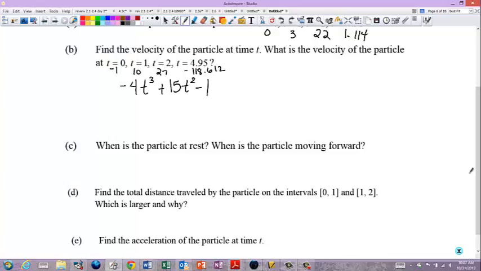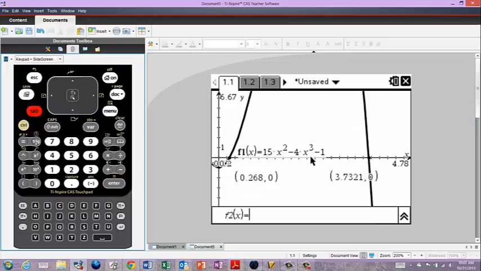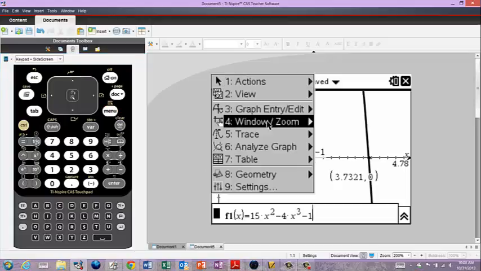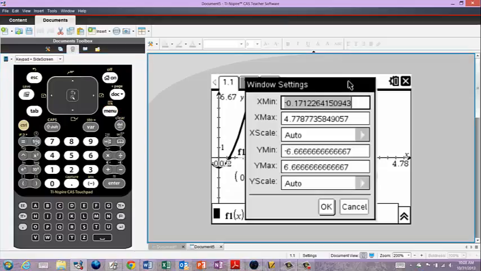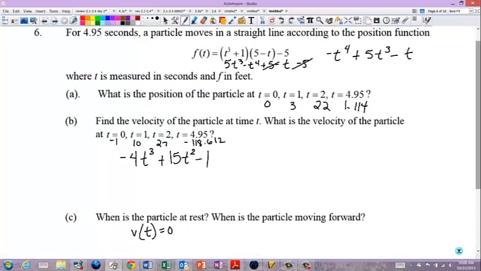The particle is at rest when the velocity is equal to 0. So I need to graph the velocity. I've already done that. I graphed my velocity, my 15x squared minus 4x cubed minus 1. Notice my window. I changed it to 0 and 4.95, because your bug can't move in negative time, so you have to throw that away, and that was several of y'all's mistakes. You have to throw away anything below 0 because we're talking about time.